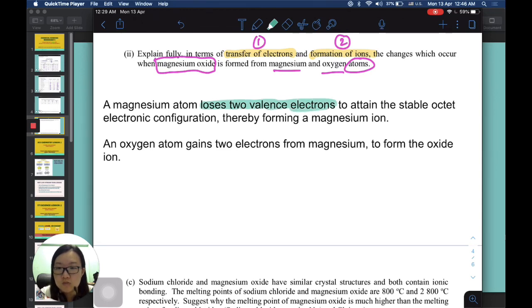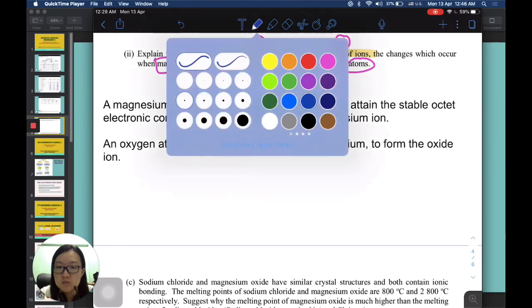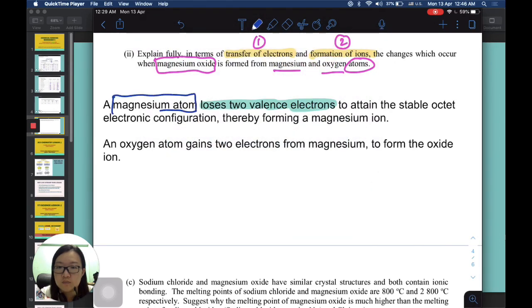So this first part, magnesium loses 2 valence electrons, right? So you are addressing the magnesium atom. First point will be it loses 2 electrons. So that's the transfer bit. And it forms the magnesium ion, which is Mg2+.